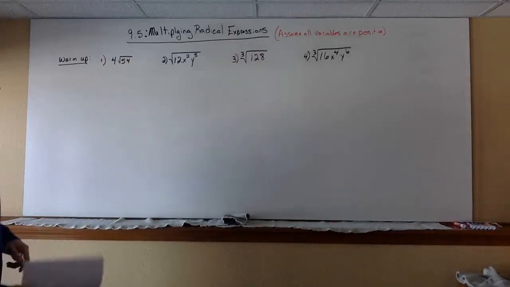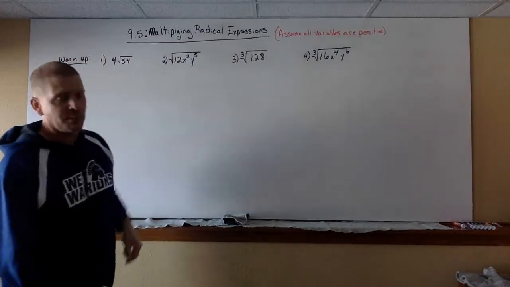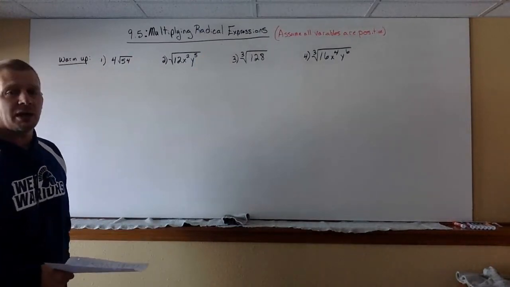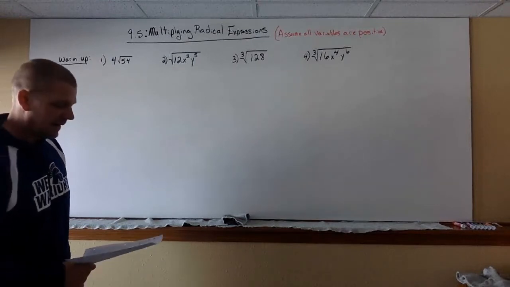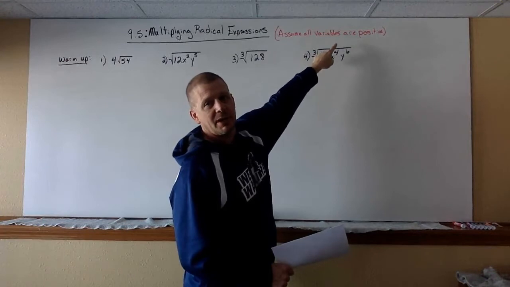Okay, ladies and gentlemen, today we're doing section 9.5. We're only going to be multiplying radical expressions today. We'll be doing the note sheet page 1 and the first two problems on the top of page 2. And notice in the directions, it says assume all variables are positive.